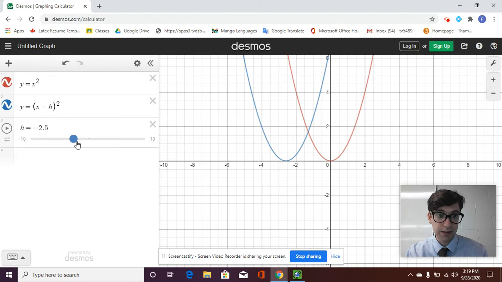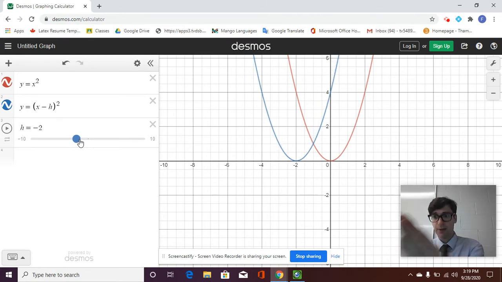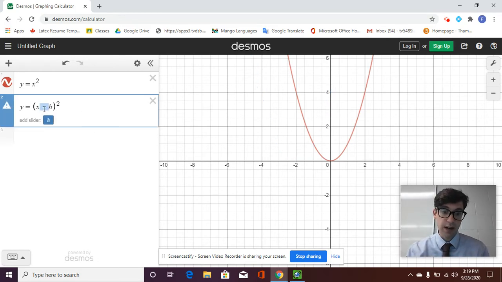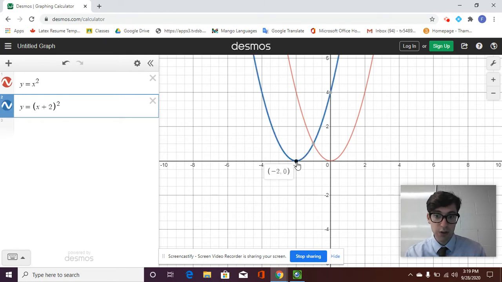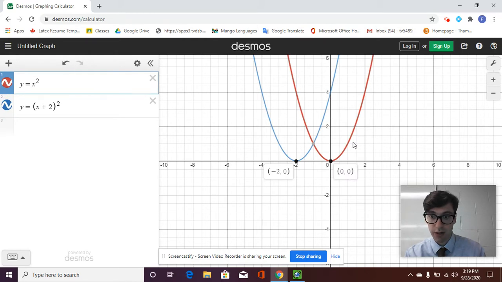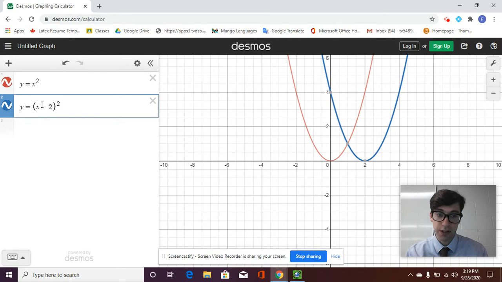So if h is less than 0, for example if h is -2, that means in the brackets it would look like x plus 2, squared, and I've moved 2 units left. I've just taken the whole parabola and moved it to the left. I can write it out without the slider if it helps. So x plus 2 is moved to the left, and we knew from vertex form that the vertex would be (-2, 0). I've taken every point on the original parabola and shifted it 2 to the left. And when h is positive, it's shifting to the right.